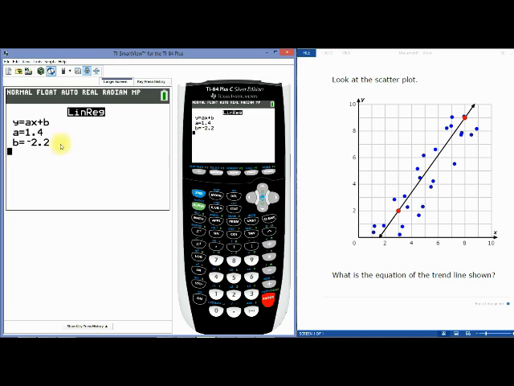And this gives us our equation. A is slope and B is our y-intercept. So our equation of this one is y equals 1.4x minus 2.2. And that's how you do those problems.